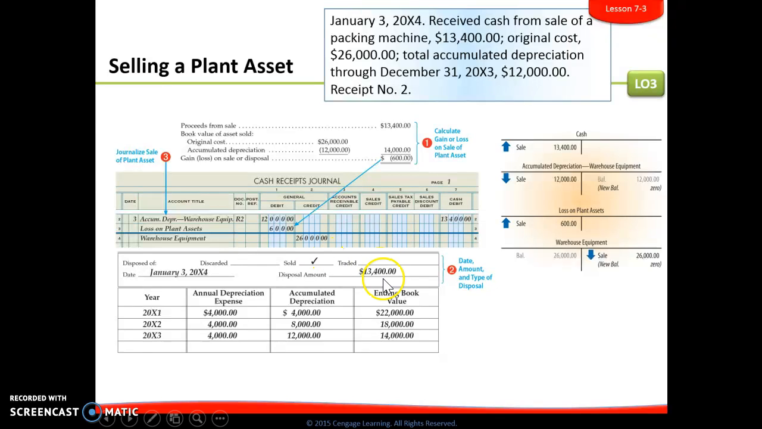When we look at this, our ending book value was $14,000. Then we got rid of it for $13,400. That right there tells us that we're going to be losing money on it.